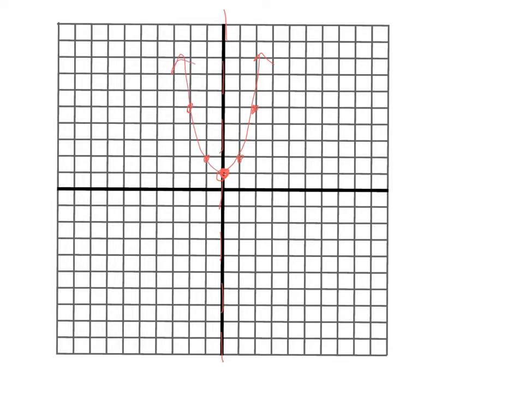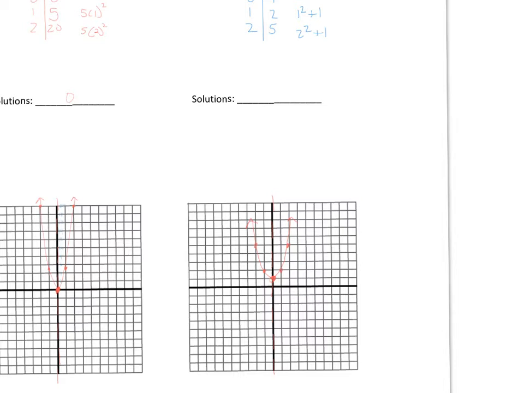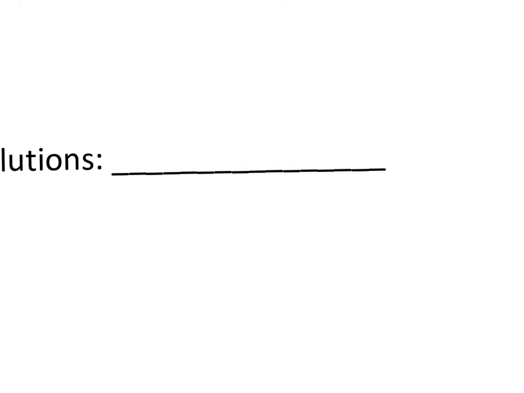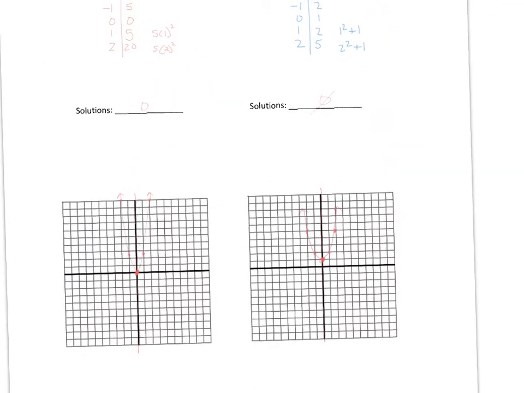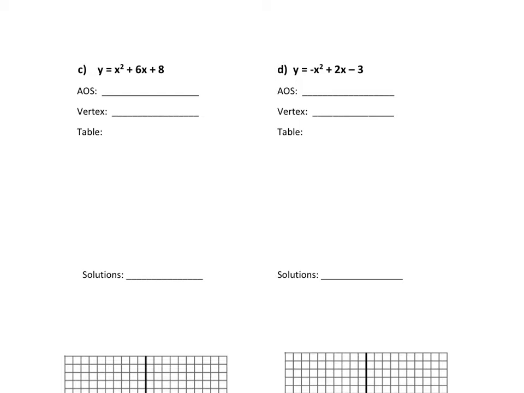Now when I'm looking at solutions, we're looking at where it crosses the x-axis. In this case, it doesn't cross the x-axis. So that's going to be no solution, not 0. It's actually going to be no solution. Make sure you tell the difference. Okay, let's turn to the next page now.